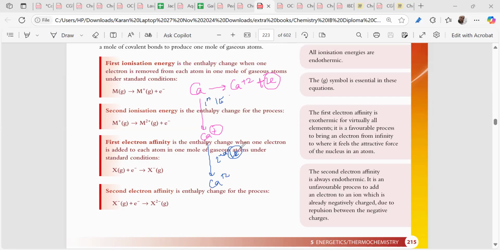When we talk about ionization energy, for those elements which are in group number 2, there will be two ionization energies: first ionization energy and second ionization energy.